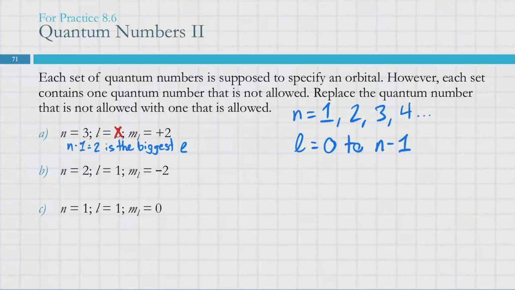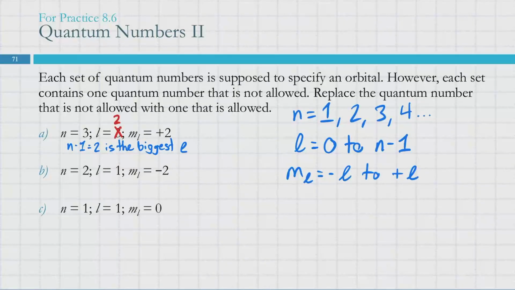Based on our m sub L, our magnetic quantum number, goes from negative L to positive L, and it includes 0. And so to fit a number in for our L here, we would have to have at least 2 for our L, because our m sub L is plus 2. N minus 1, 2 is the biggest L that we can have, and so L is what we should have here. So L equals 2 would fix that problem.